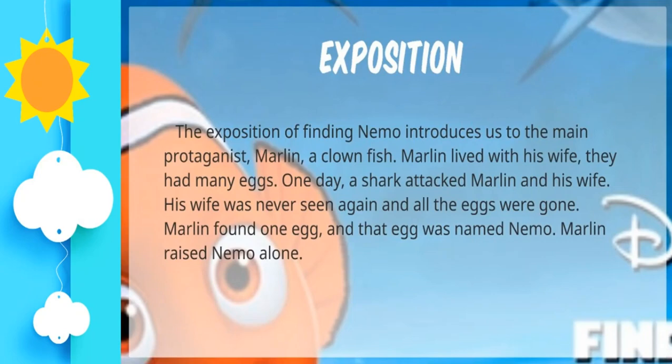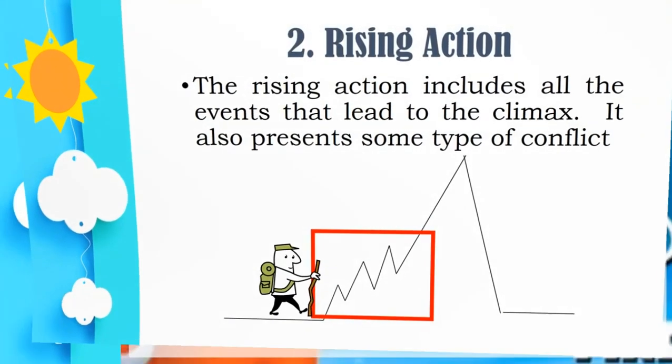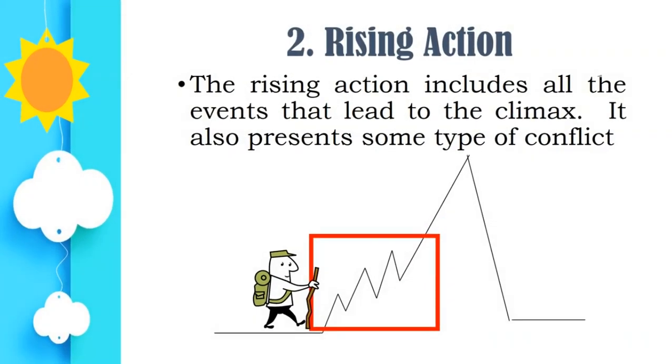Now let's see. On the following slide, we can identify the next station point. We have the rising action. From the word itself, rising. It is now escalating above, as we can see on our figure. Okay, rising action in definition includes all the events that lead to the climax.